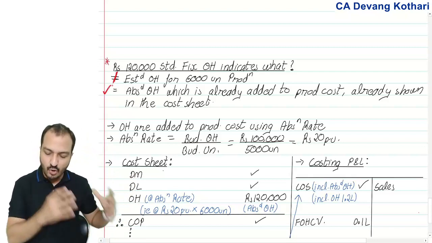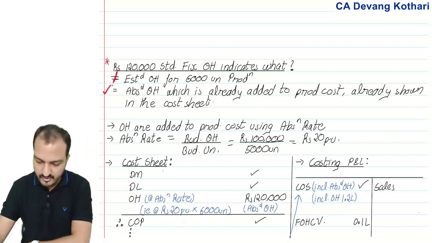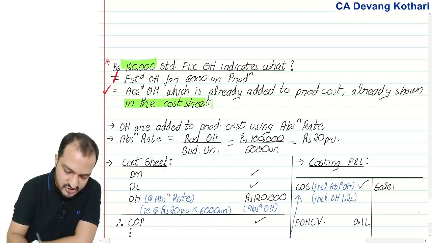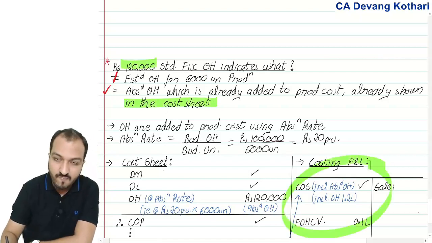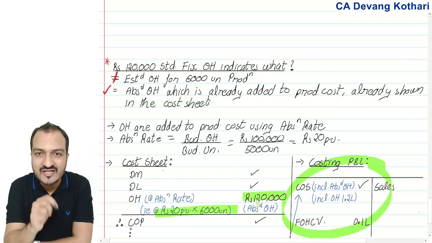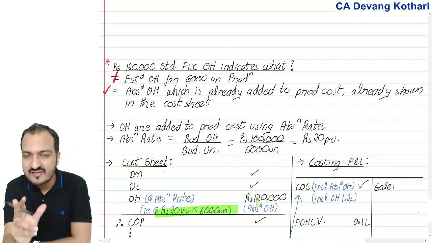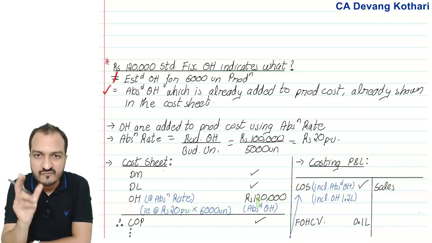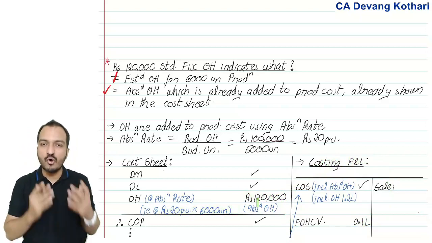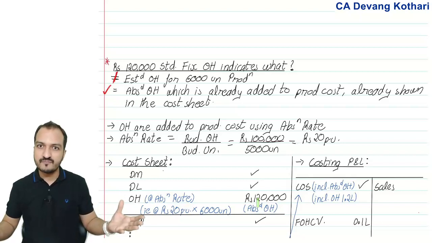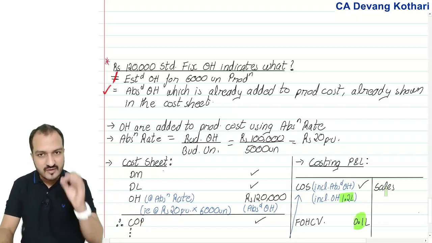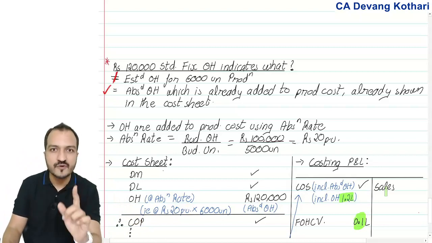Absorbed overheads means the overheads which is already added to the product cost, which is already shown in the cost sheet. So if 1,20,000 is already shown in the cost sheet and your actual is 1,30,000, only 10,000 is the extra cost which you now need to debit in the P&L. Only 10,000 rupees extra cost will reduce your profit. Because 1,20,000 has already reduced the profit, now only 10,000 extra cost will reduce your profit.